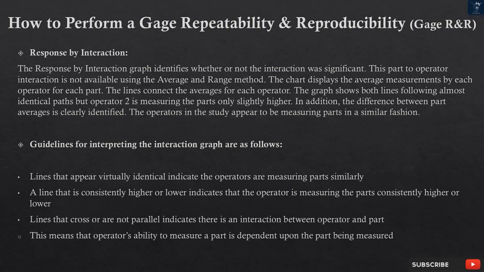Guidelines for interpreting the interaction graph are as follows. Lines that appear virtually identical indicate the operators are measuring parts similarly. A line that is consistently higher or lower indicates that the operator is measuring the parts consistently higher or lower. Lines that cross or are not parallel indicate there is an interaction between operator and part. This means that operator's ability to measure a part is dependent upon the part being measured.